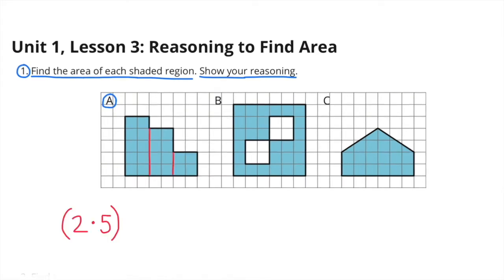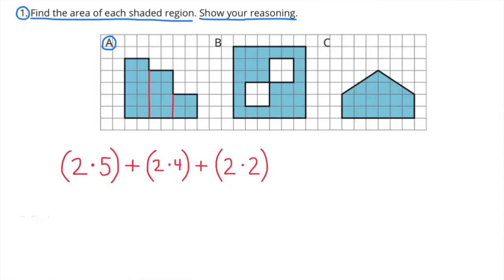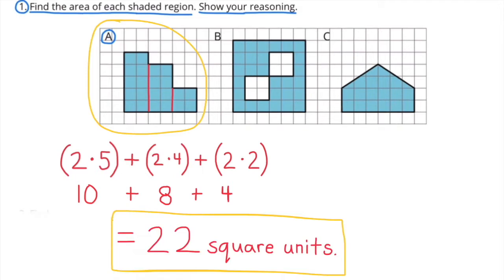The rectangle on the left is 2 units wide by 5 units tall. The rectangle in the middle is 2 units wide by 4 units tall. And the square on the right side is 2 units wide by 2 units tall. 10 plus 8 plus 4. The area of shape A is 22 square units.